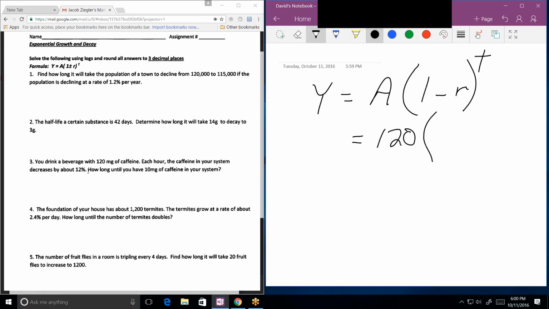Yeah, and that tells us that our T is going to be in hours, right? In other words, if T is 1 hour, then we're going to multiply the 120 by 0.88, right? If T is 2 hours, then it's going to lose another 12% in the second hour. So we're good on that.